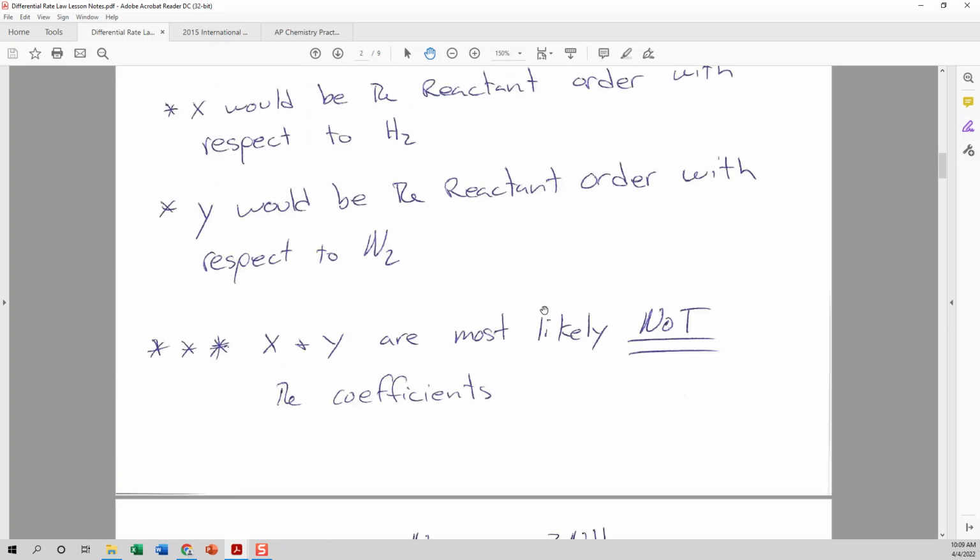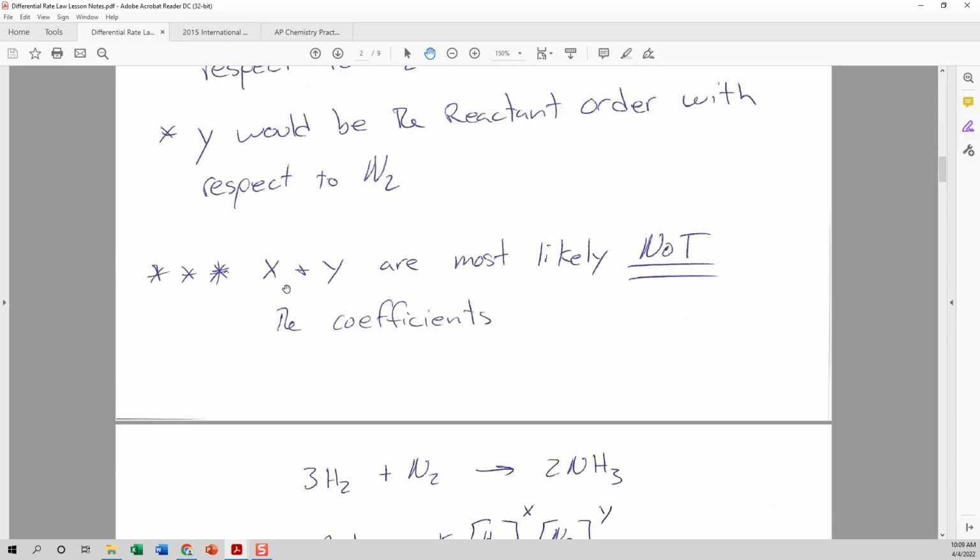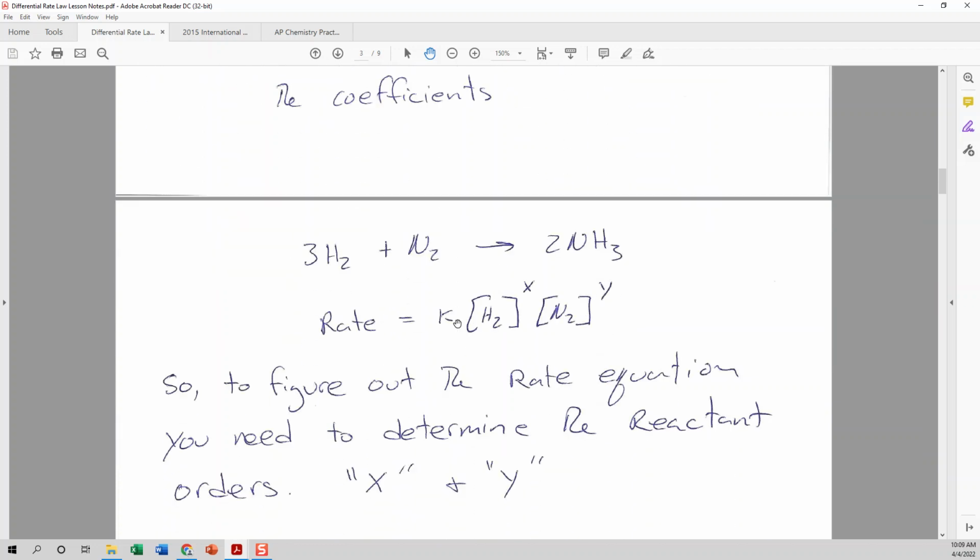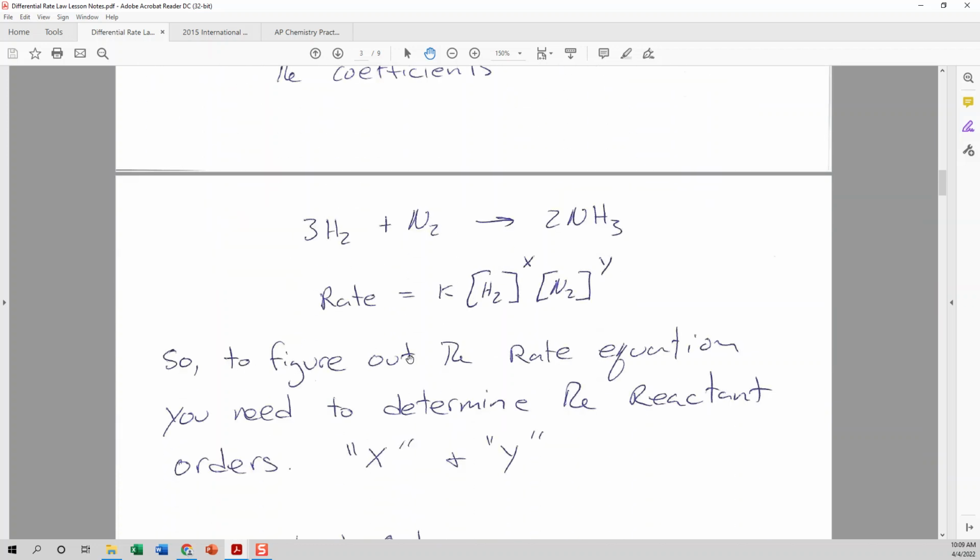Okay. All right, so again, x and y could be the coefficients. Again, we'll talk about when they might be the coefficients when we get to the reaction mechanism. Okay, that's what we're going to focus on. But they're usually not the coefficients. So don't make that mistake. Okay, so again, to figure out the rate equation for this reaction, we have to determine the reactant orders, x and y in this case. Okay, so we have to figure that out.